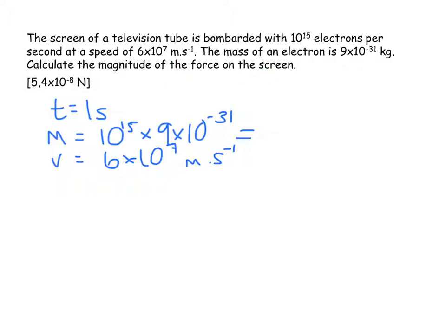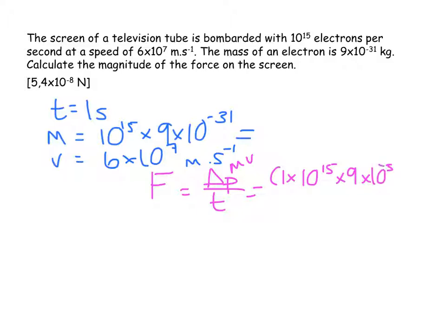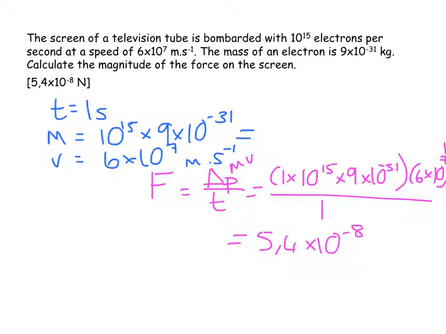So let's take a look. Force is equal to change in momentum divided by time, and these electrons all started off stationary. So I'm going to take the mass, because momentum is mass times velocity. So it's 1 times 10 to the power of 15 times 9 times 10 to the negative 31, multiplied by the speed, which was 6 times 10 to the power of 7, and divide that all by the time of only 1 second, and I land up with 5,4 times 10 to the negative 8 newtons. It's not difficult, it's just a little bit ugly because of how many scientific notations are inside there.